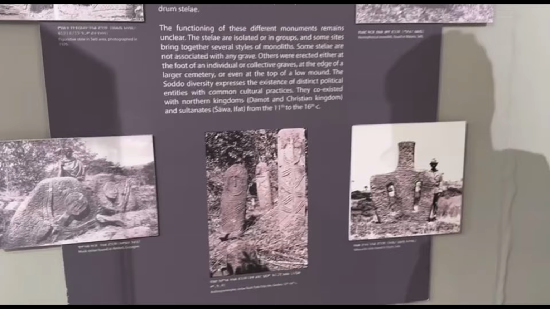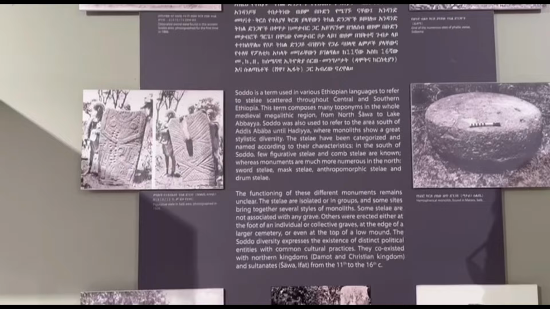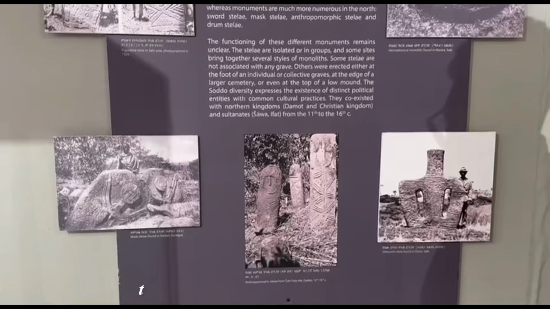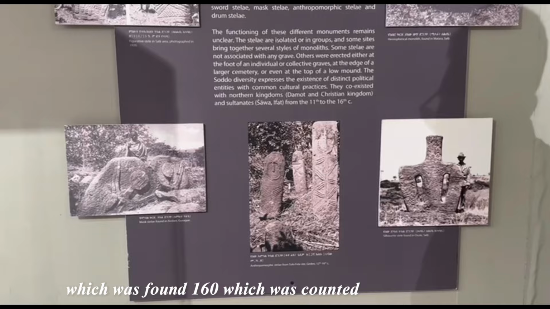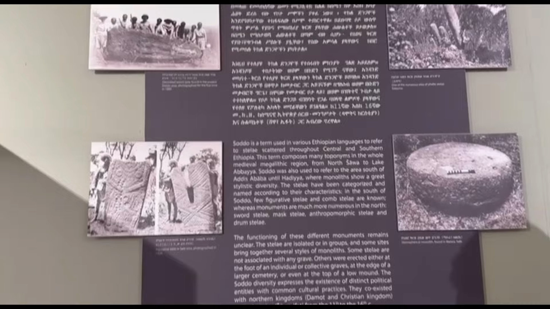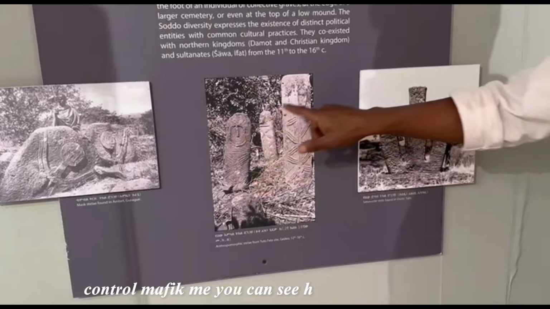Society, they erected stones as grave markers that symbolized something, heroism and so on. So in Ethiopia there are about 160 standing stones found, which were counted by archaeologists. I'm telling you as an expert. They are categorized into three main patterns. Some of them we call anthropomorphic. Anthropomorphic means you can see a human figure on it, like him.